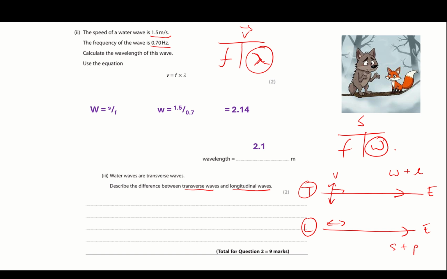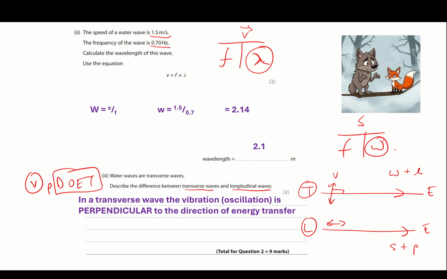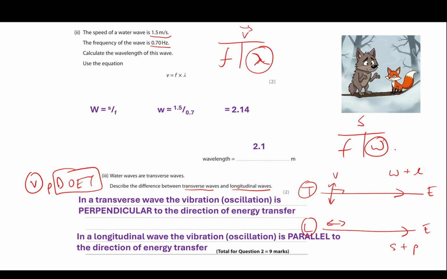So we've just got to put that into words. So in a transverse wave, the vibration is perpendicular to the direction of energy transfer. There's a mark, and then we just got to change the word perpendicular to parallel for the longitudinal. So in longitudinal, the vibration is parallel to the direction of energy transfer. That's your model answers. That's that question done. Nice short one.